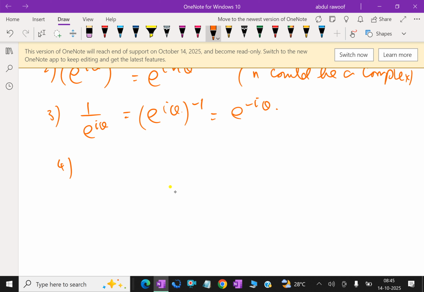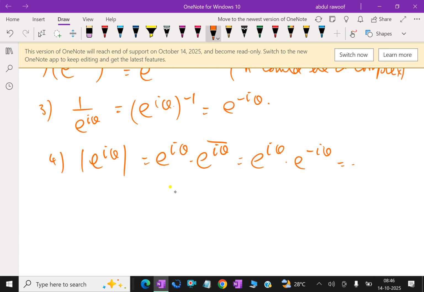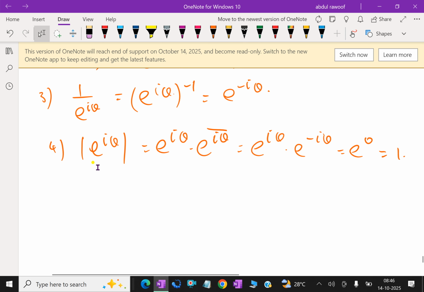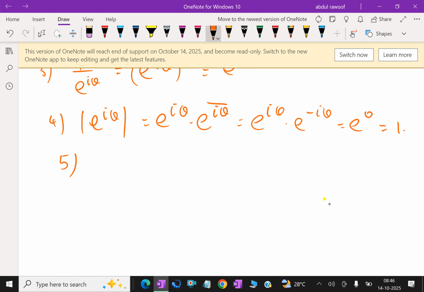Fourth result, modulus of e power i theta squared equal e power i theta and e power i theta conjugate, which is further equal e power i theta into e power minus i theta, which is equal e power 0 equal to 1. Modulus of e power i theta equal to 1. Fifth one, e power i theta conjugate is equal e power minus i theta.